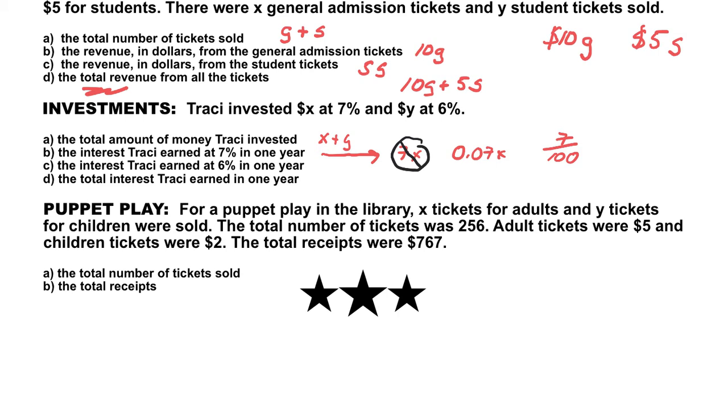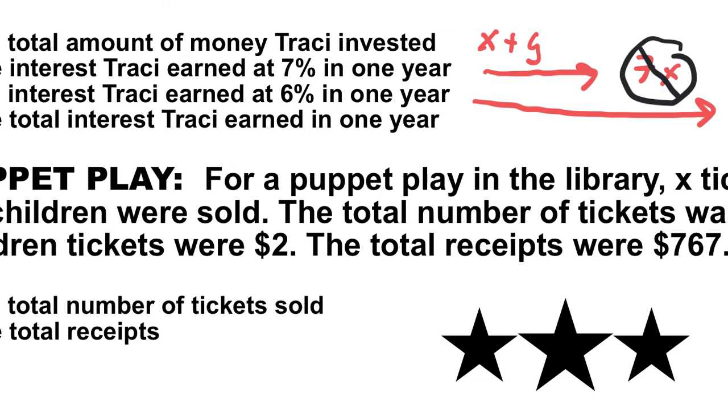So the interest Tracy earned at 6% per year, very similar, 0.06y in this case. And the total interest Tracy earned in 1 year would be the two added together. So that total would be 0.07x plus 0.06y.